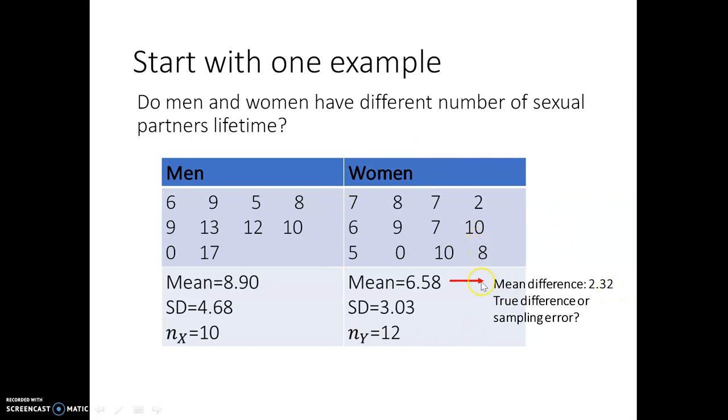So here is a question. Is this mean difference a true difference, or is it just a sampling error, an observation error? That is the question we want to answer. And here, each individual provides only one data point. We are not doing a pre-test and post-test comparison. We are comparing between groups. So we are going to talk about this independent t-test.